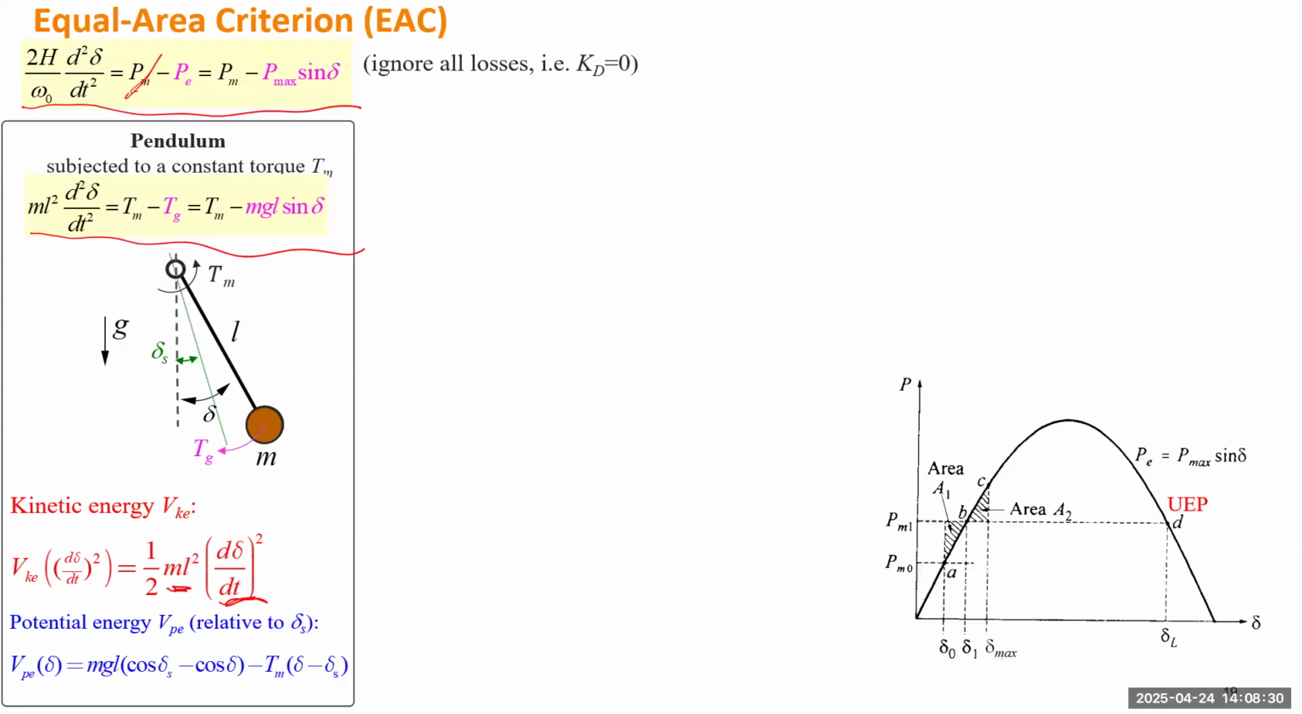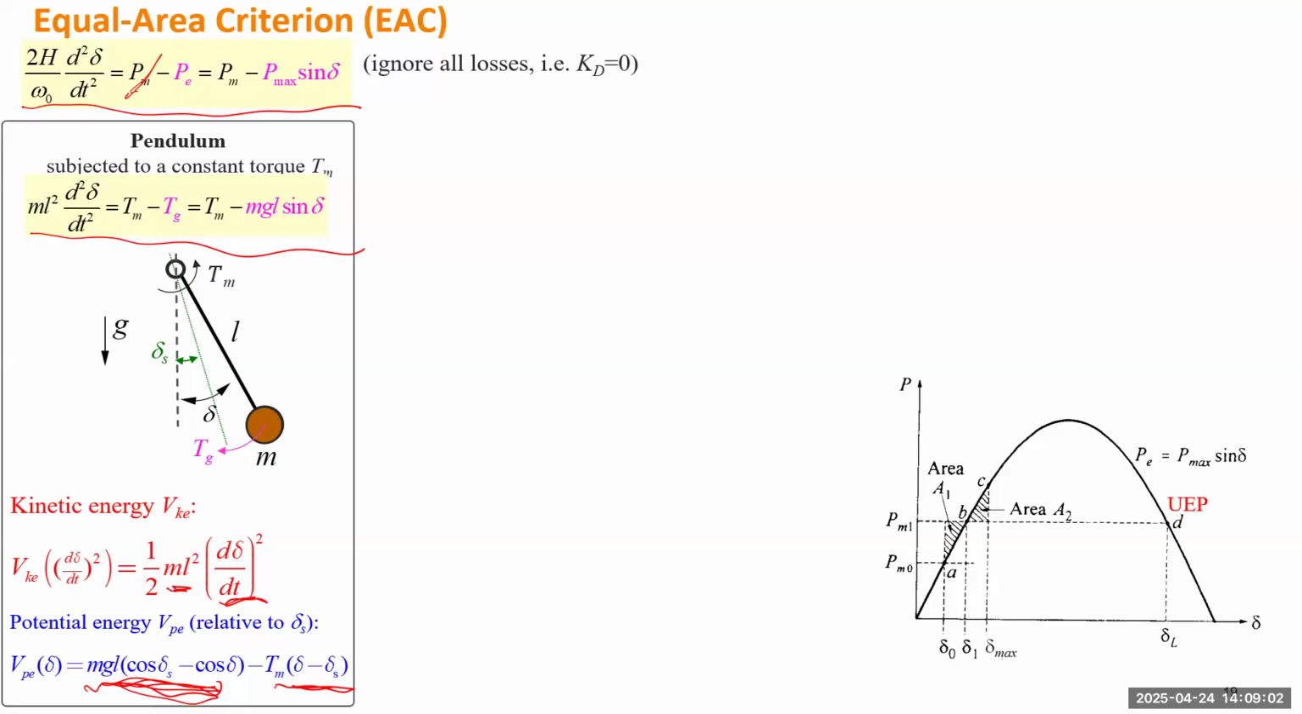Okay, that's the definition of kinetic energy. Potential energy is defined as, if you move the ball from the equilibrium point to any location, how much work you need to do. That work will be the potential energy. Because right now there's a constant torque, you need to do two works. One is against the gravitational force. The second is against the constant torque. So there will be two work components. Together they will give you the potential energy.